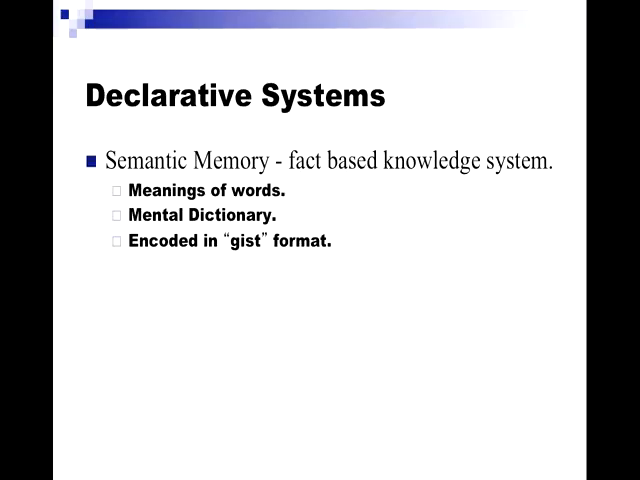So our declarative system, a little more about each one. Semantic memory is our fact-based knowledge, so it's the meanings of words, our mental dictionary, and it's encoded in gist format. So what do I mean by that? Gist format is when someone asks you about something, you give them the gist, the overview.